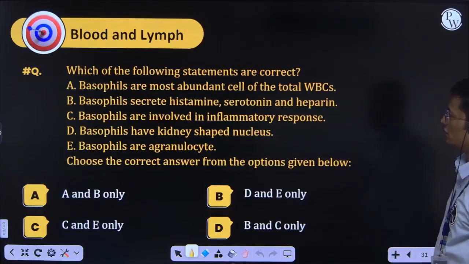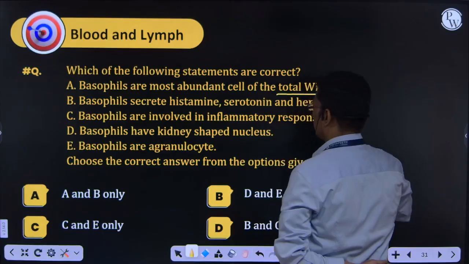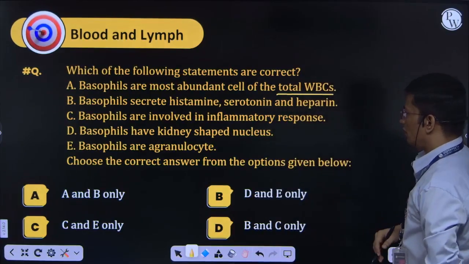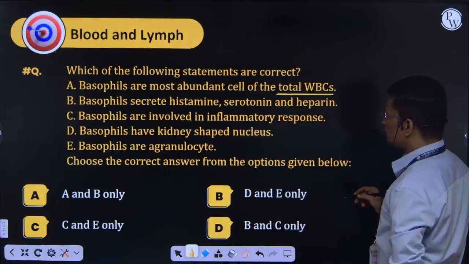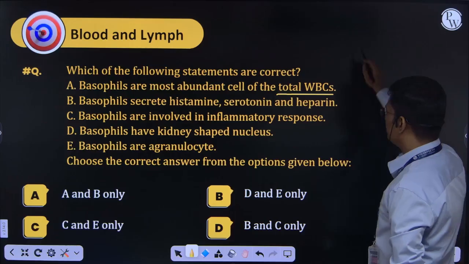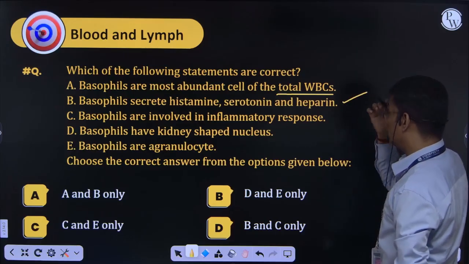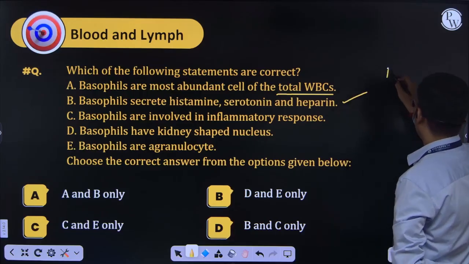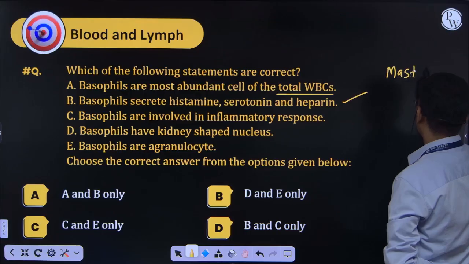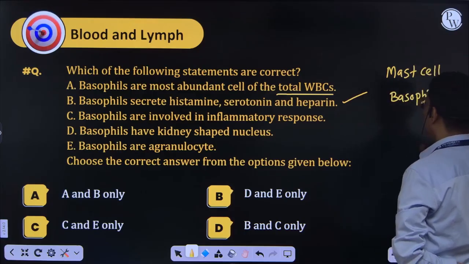Now a question regarding the blood. Basophils are the most abundant WBC? No. Basophil is not abundant. Basophils secrete histamine, serotonin, and heparin. So these three chemicals are secreted by basophils, and the same chemicals will be secreted by the mast cell also. So mast cell and basophil are the same in the secretion of these chemicals.